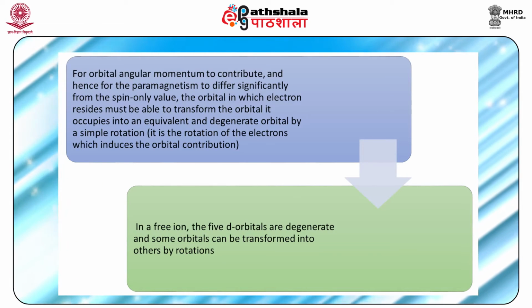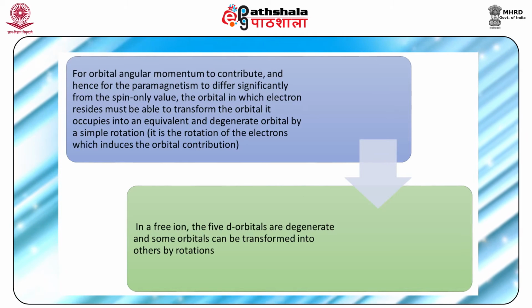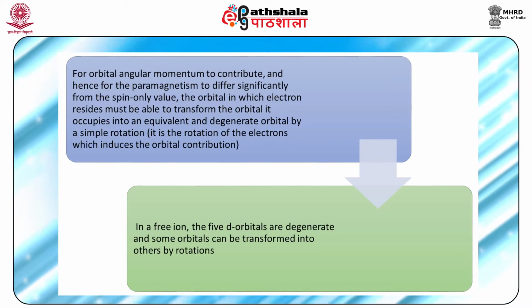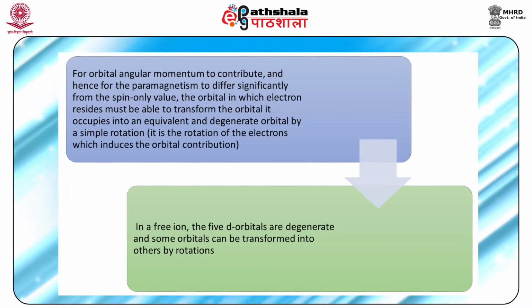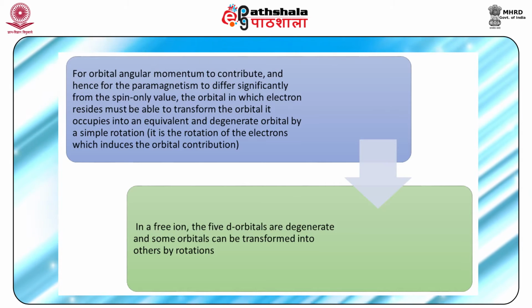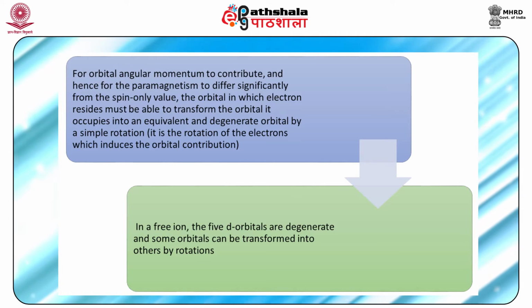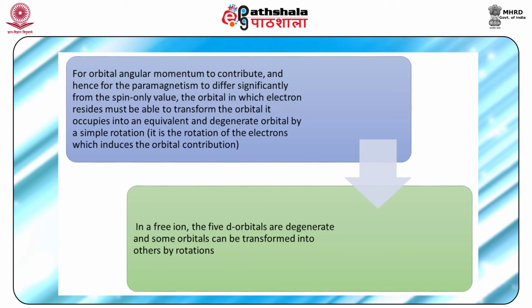Orbital contribution to the magnetic moment in transition metal ions. Orbital contribution from the eg orbital set. For orbital angular momentum to contribute, and hence for the paramagnetism to differ significantly from the spin only value, the orbital in which the electron resides must be able to transform the orbital it occupies into an equivalent and degenerate orbital by a simple rotation. In a free ion, the 5d orbitals are degenerate and some orbitals can be transformed into one another by rotation.